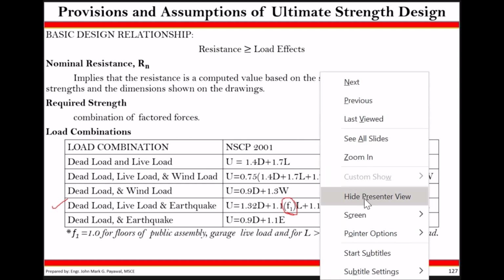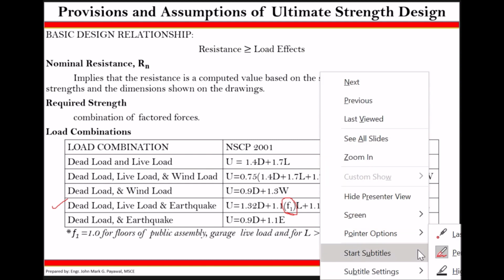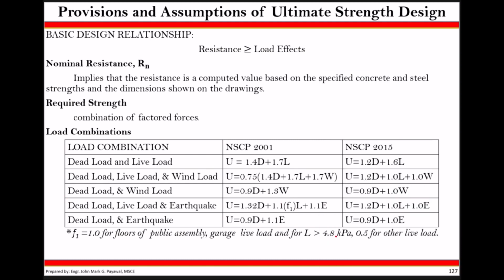If you check NSCP, there are other manifestations of your live loads. But in here, kapag floor load ng public assembly, kapag garage live load that has L greater than 4.8, which is the value of your live load, you need to use F sub 1 equal to 1.0 as a factor. It becomes 0.5 otherwise. That's how you will interpret this load combinations.